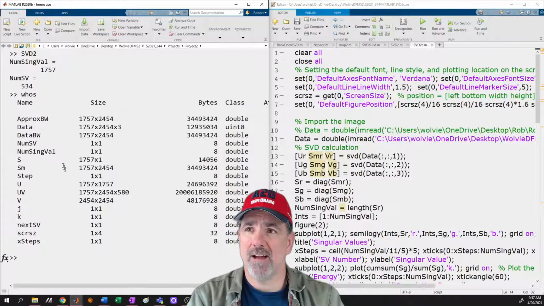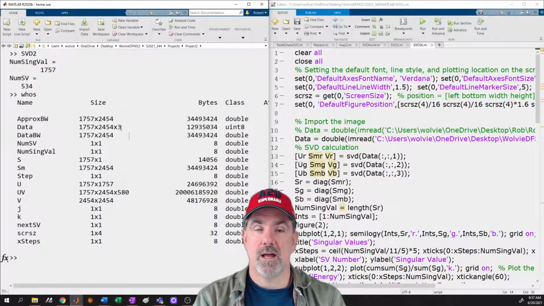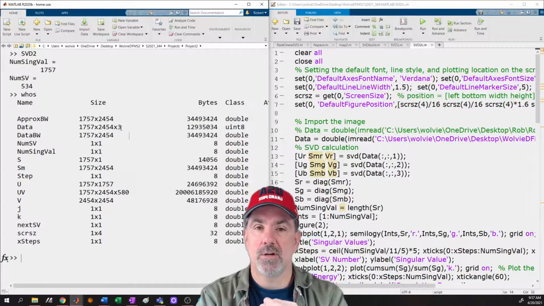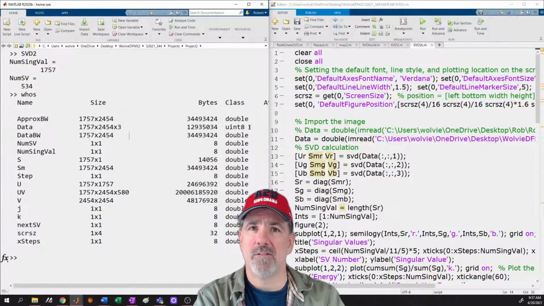So for example, we have the data input. This is what we read in, the actual picture file I have in is data, and it's this thing right here. So it's 1757 pixels by 2454 pixels by 3. The reason there are 3 in here is because there is one matrix for each of the primary colors that we use for computer graphics, which are red, green, and blue. It's called RGB color. And the type of units that we have are actually uint8.